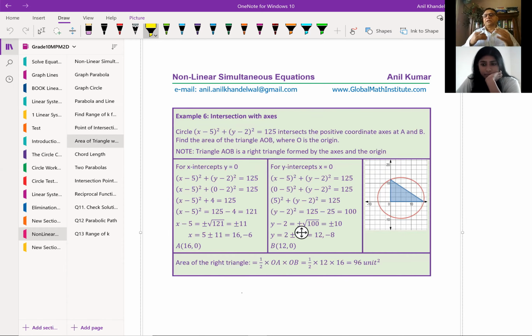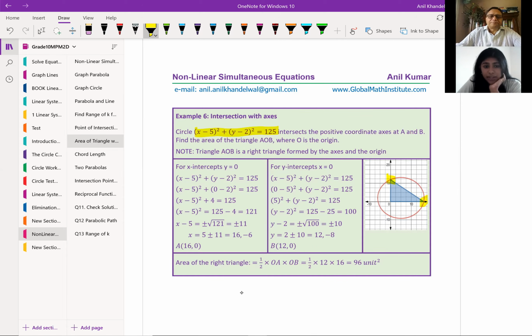Now, here is another example, which is very interesting. So now we are moving into circle-related questions. Can you please read this question, Amy? Yes, example 6, intersection with the axes. Circle (x minus 5) whole squared plus (y minus 2) whole squared equals 125 intersects the positive coordinate axis at A and B. Find the area of the triangle AOB, where O is the origin. Correct.